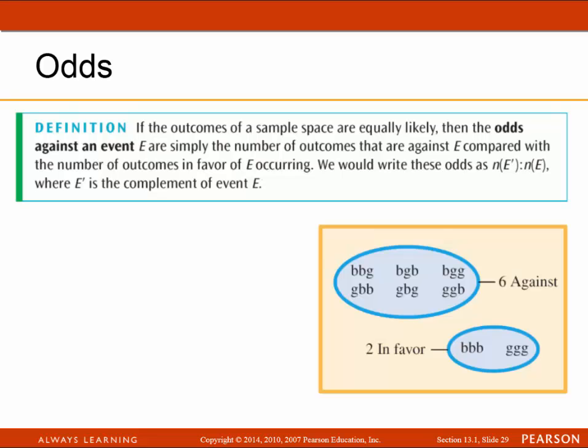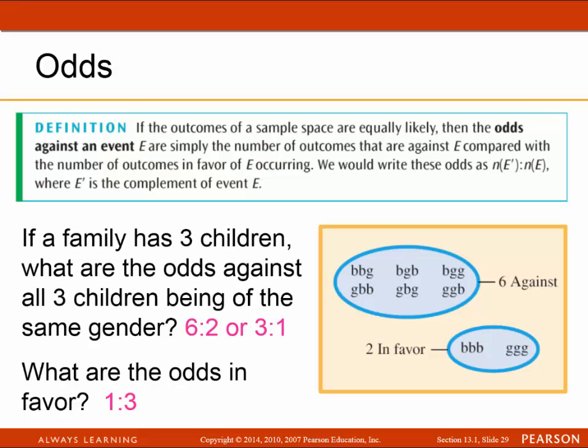So here we have, if a family has 3 children, what are the odds against all 3 children being of the same gender? So it's 6-2, or 3-1. Here we have 2 in favor, so boy, boy, boy, or girl, girl, girl. And then we have 6 against, which is, of course, that you have either 2 boys and a girl or 2 girls and a boy. So then the odds in favor are 1-3.